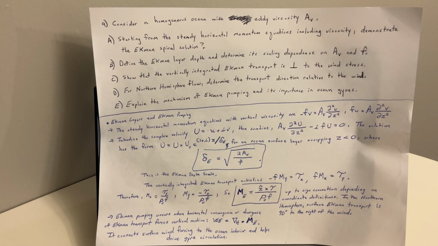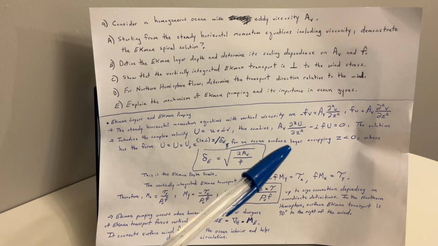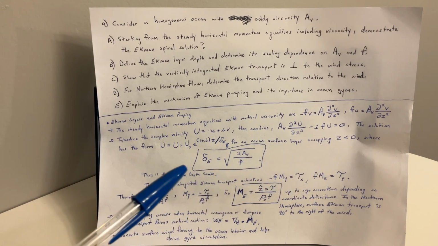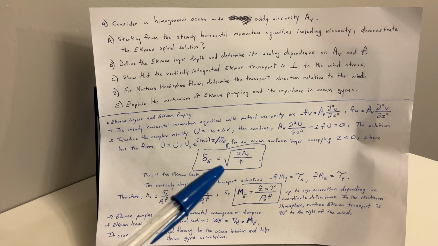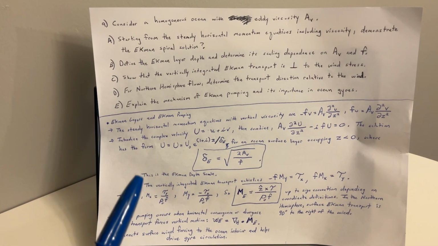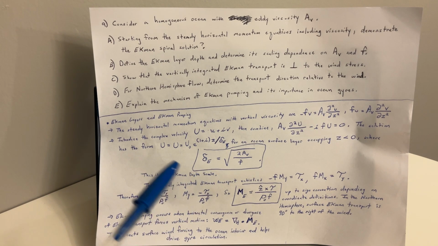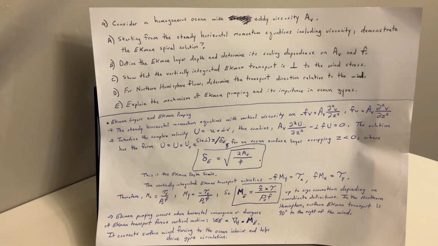My apologies for my horribly drawn delta. For an ocean surface layer occupying z less than 0, where, again, my apologies for the horribly drawn delta, delta sub e equals the square root of 2 A sub v over f. Okay, Ekman depth scale. Now the vertically integrated Ekman transports satisfy negative f m sub y equals tau sub x, f m sub x equals tau sub y.